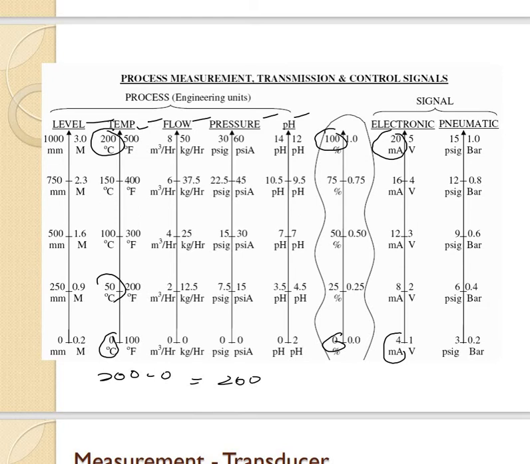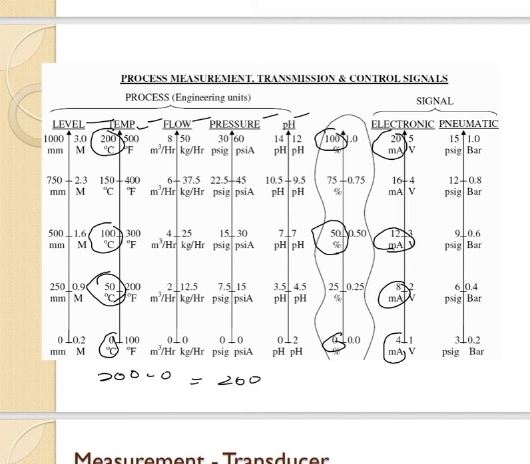So for 50 degrees Celsius, the electronic signal is equivalent to 8 milliampere. If your temperature increases to 50 percent, that means 50% of the span would be 100 degrees Celsius. This 100 degrees Celsius is equivalent to 12 milliamperes. Okay.